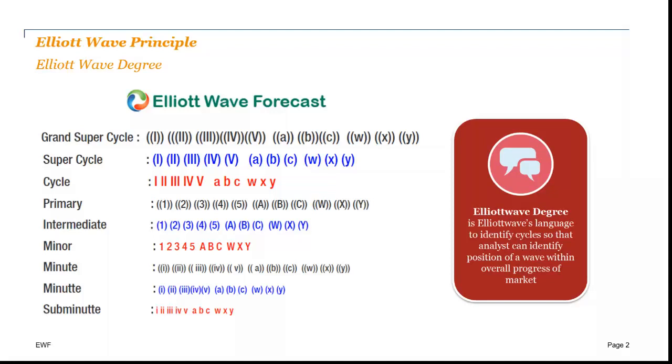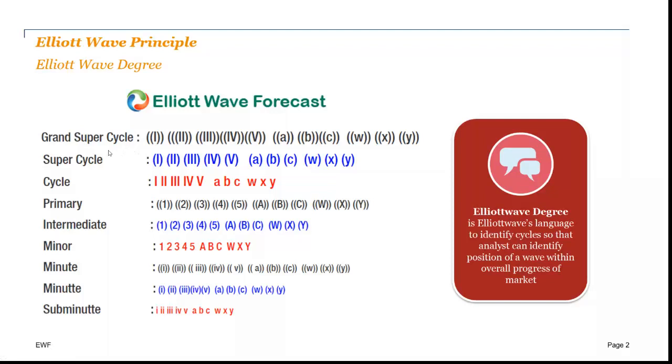It's like Elliott Wave's language to identify cycles, so that the analyst can identify the position of a wave within the overall progress of the market. The grand supercycle is what we call the highest degree. Jagdish is asking, please also give the time with each degree. Correct. The grand supercycle is the biggest degree, so it is typically found in the larger time frames.